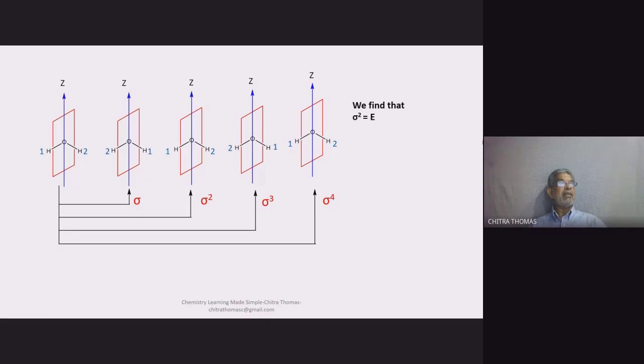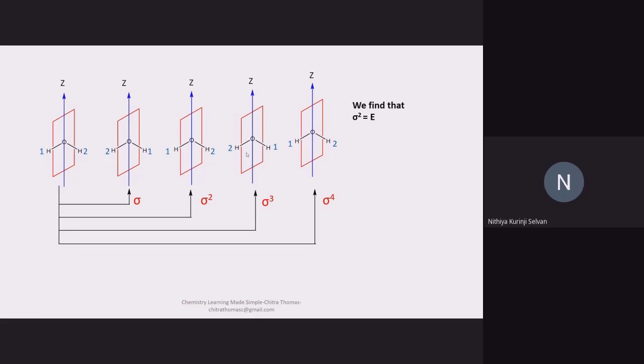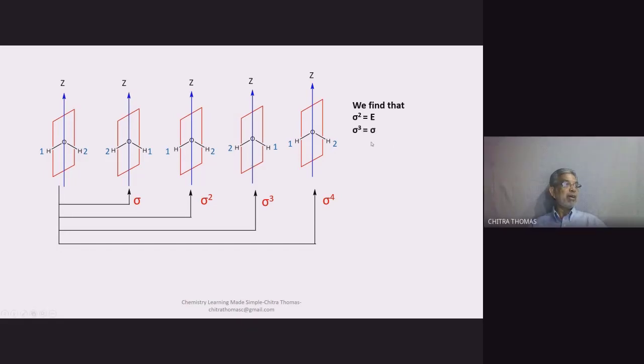We find that sigma to the power 2 is identity. Then you compare these two, the configuration arising from sigma and the configuration arising from sigma to the power 3. Are they equivalent or identical? Identical, sigma and sigma 3. So sigma to the power 3 is equal to sigma. Then sigma to the power 4, you compare this and this, they are identical, and so on.